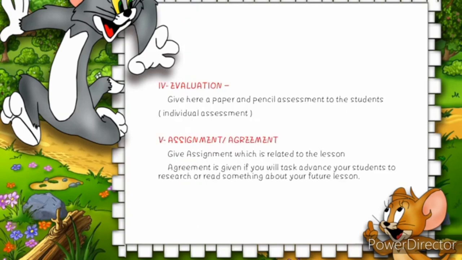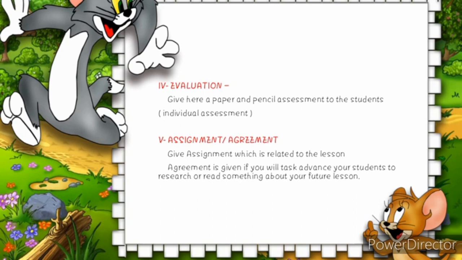It's more on individual assessment, in which the teacher will give, for example, identification activities, like, teacher Don Mariano. So you will identify in which noun it belongs, if it is proper or common, right? Like, teacher, it's common or proper. That's all for the evaluation. Then the fifth one is the assignment or agreement.